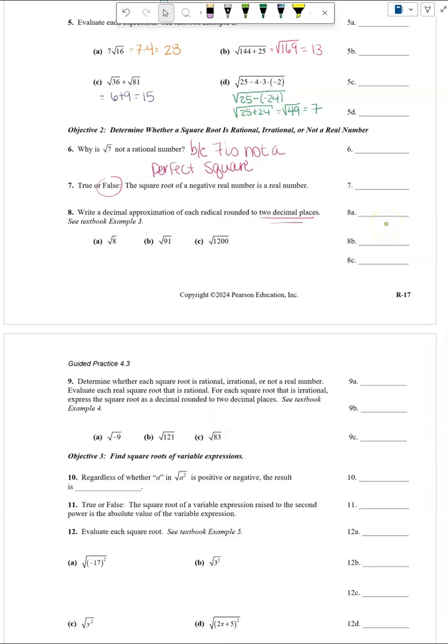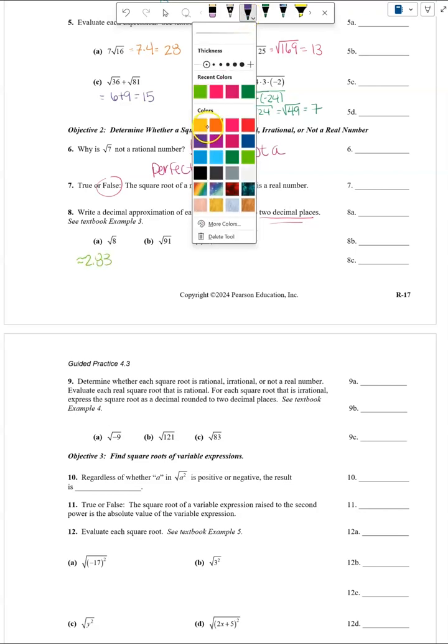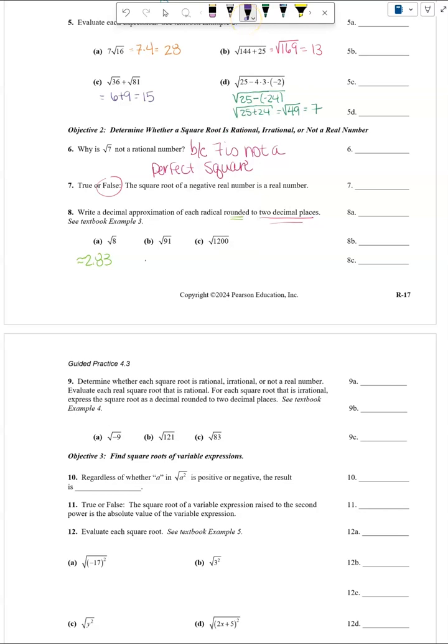But this is approximately, right, because we are rounding, so we know we're going to put our wavy equal sign, so it's 2.83. Our next one, the square root of 91, is going to be approximately 9.54. And then the square root of 1200, I'm going to give you guys time to do it if you want to. It's going to be approximately 34.64.